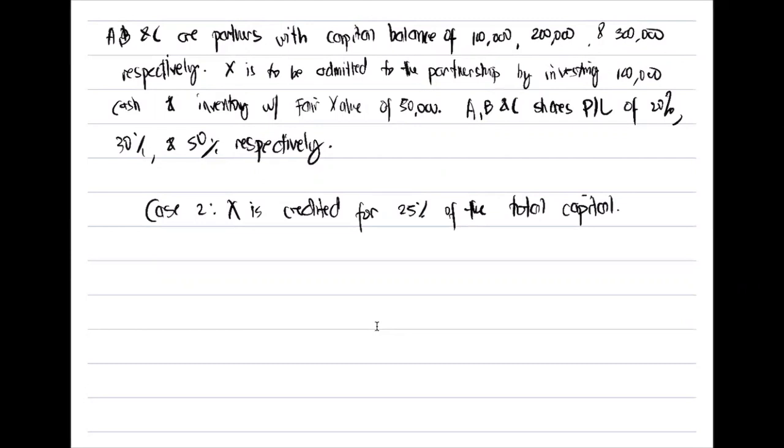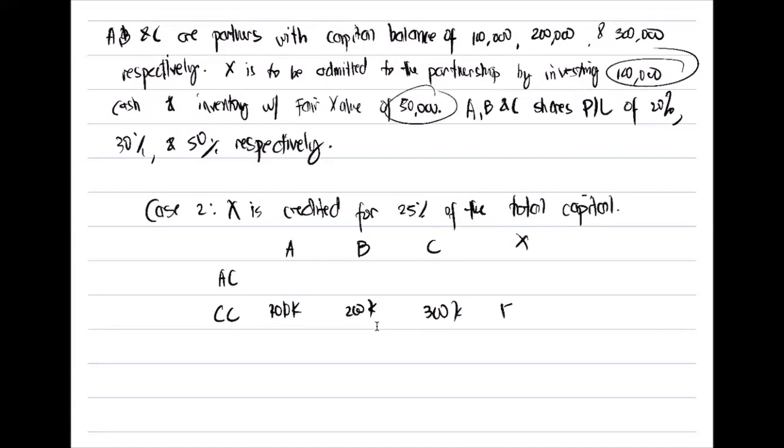So ang gagawin natin dito, we compute first for the agreed capital and contributed capital. So we have here A, B, and C. So for A, we have here contributed of 100, for B, 200, for C, 300, and for X, we have computed that already. 100 plus 50 is 150,000 pesos. So total of 750,000. Okay?